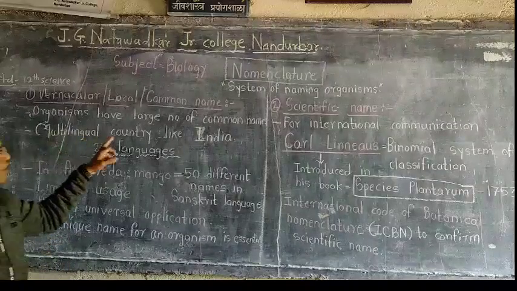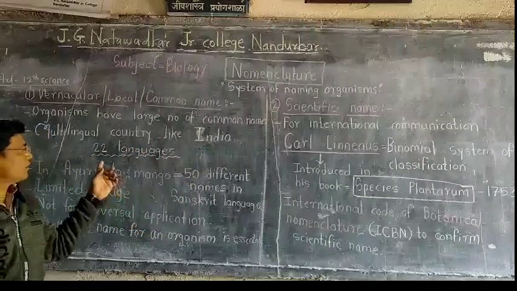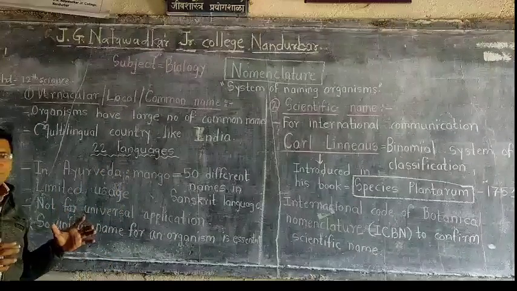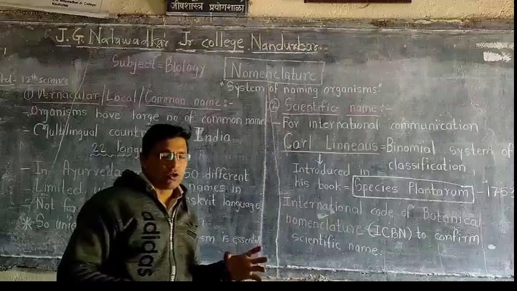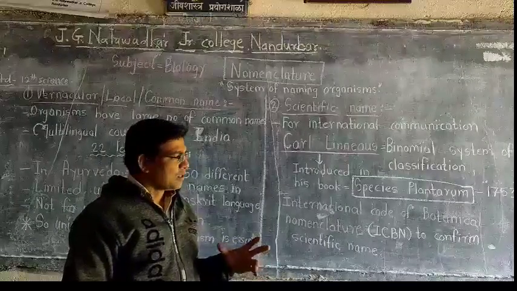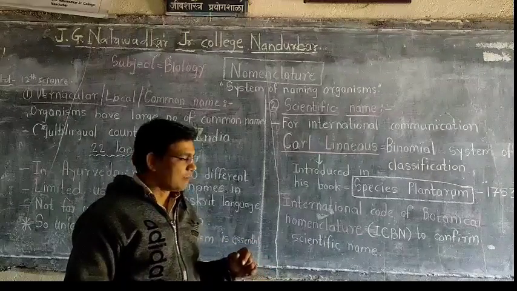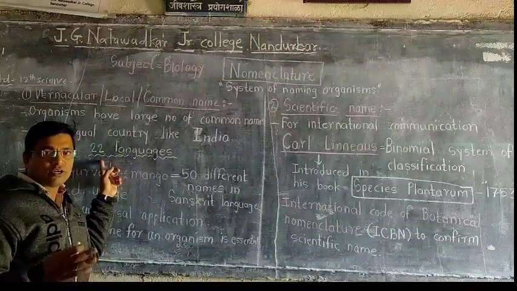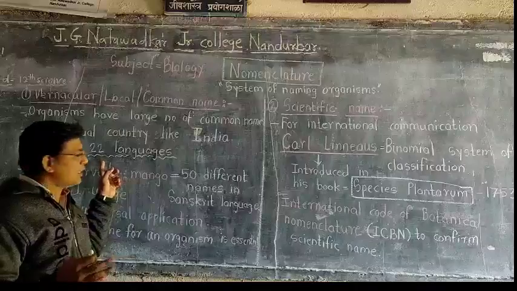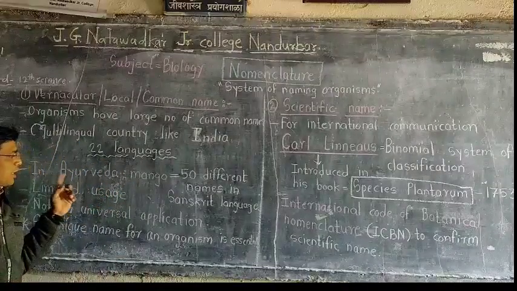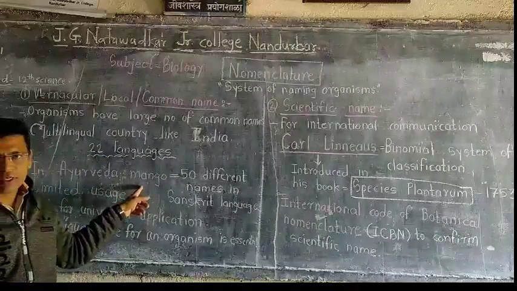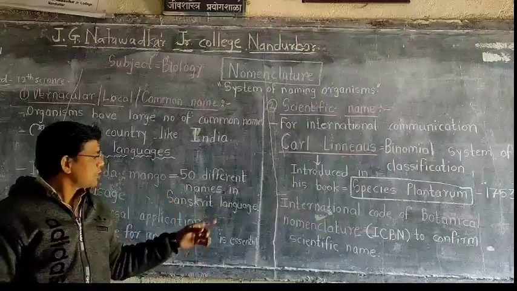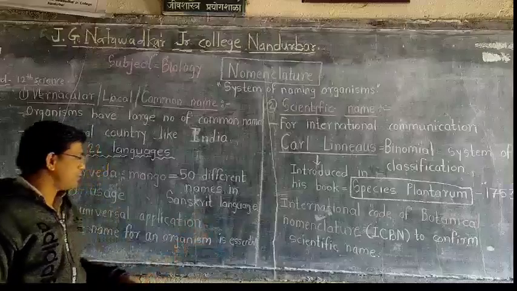In a multilingual country like India, there are 22 languages. Means if we want to call or identify an organism, these organisms have 22 different names in 22 languages. For example, in Ayurveda, mango is known by 50 different names. These are in the Sanskrit language.